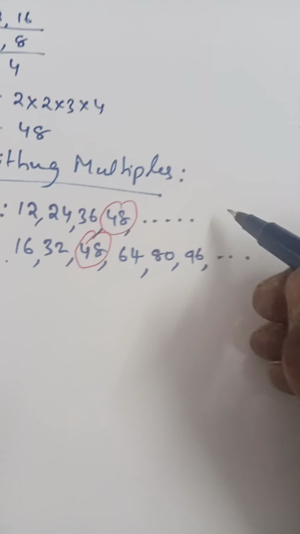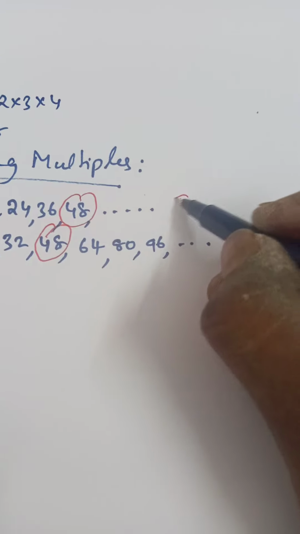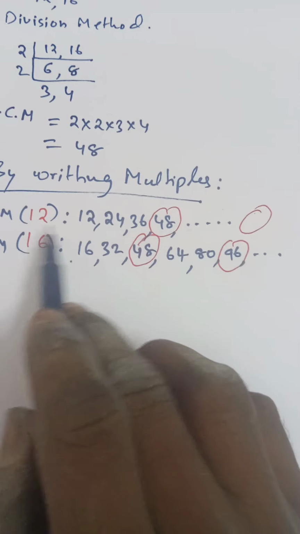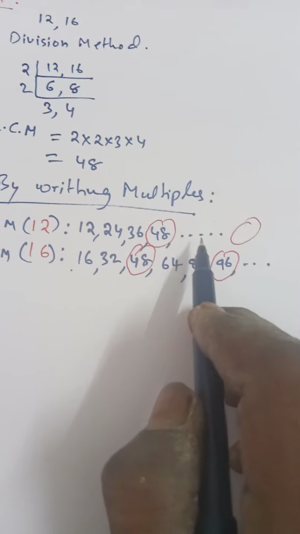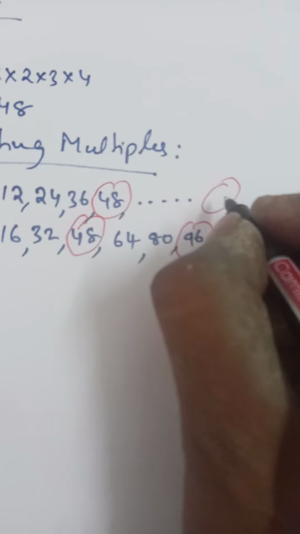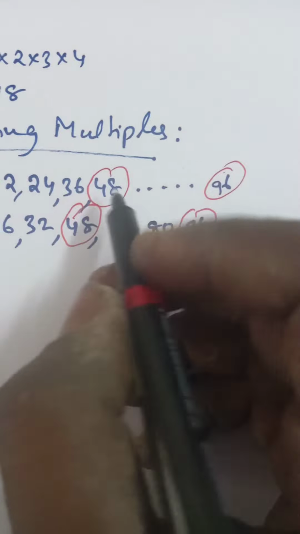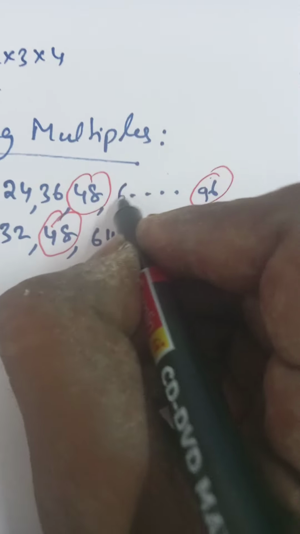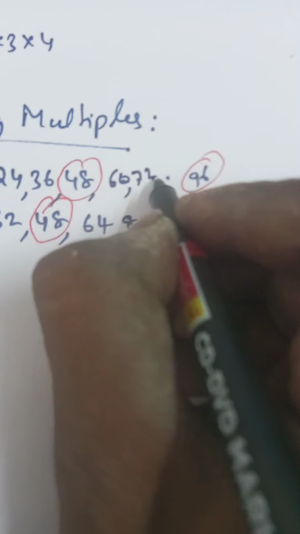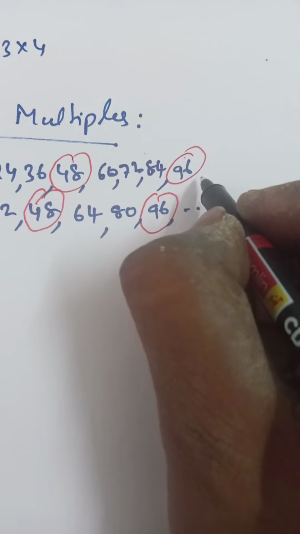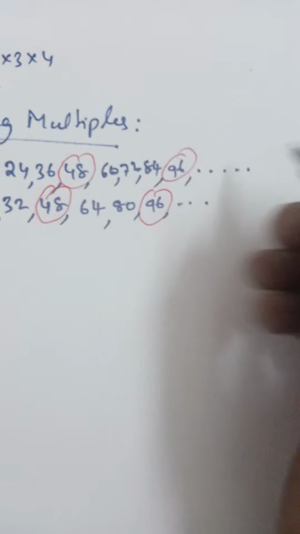And again we have one more common multiple, it will come here, 96. If you write all the multiples of 12 also, I know very well 12 8s are 96 will come here. 12 4s are 48, 12 5s are 60, 12 6s are 72, 12 7s are 84, 12 8s are 96, 12 9s are 108, like that it will come.